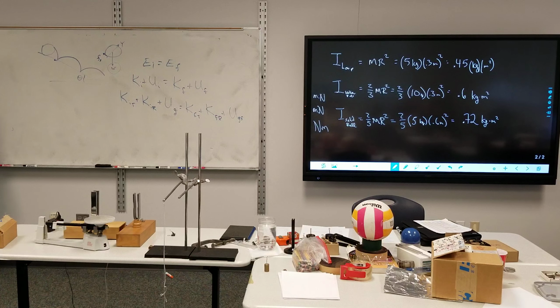Therefore, there's less translational kinetic energy, there's less energy to get it to actually move down the ramp. So this requires a higher percentage of the energy to rotate. This requires the least amount of energy to rotate. Therefore, more is left over to get it to move.